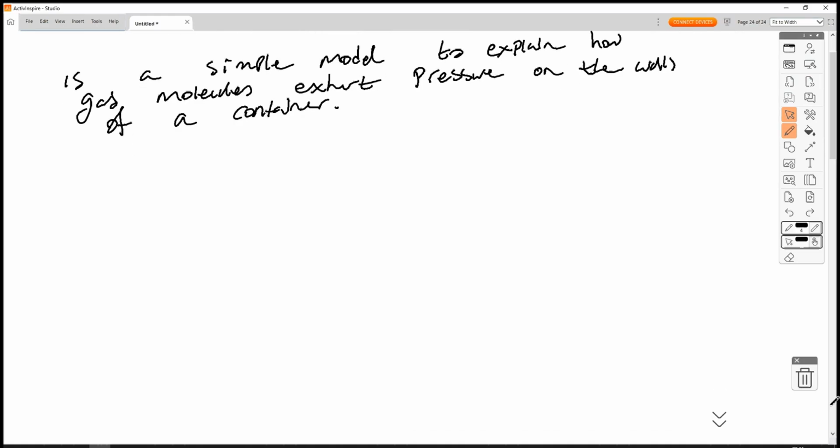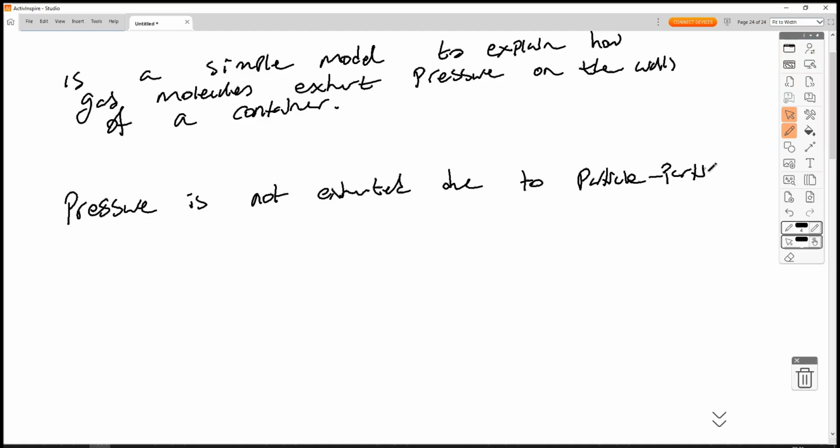Now, an important point here, which is a common misconception, is that the gas molecules don't exert pressure because they collide with each other. So pressure is not exerted due to particle collisions. It is due to particle wall collisions.